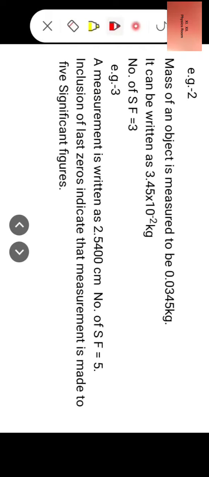Example 2. Mass of an object is measured to be 0.0345 kg. Number of significant figures is 3. It can also be written as 3.45 into 10 raised to power minus 2 kg. Again, number of significant figures is 3. Thus we see that the decimal does not affect the number of significant figures.